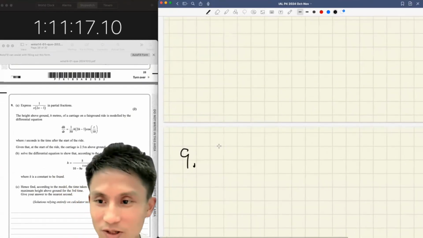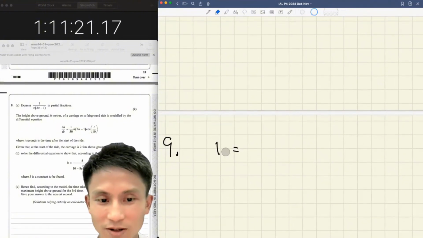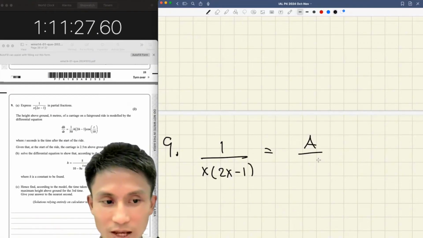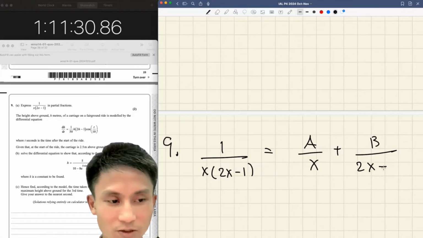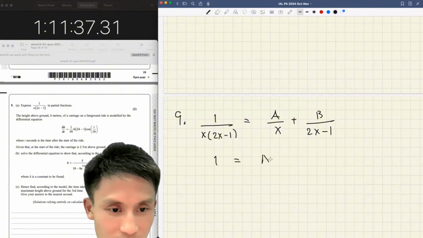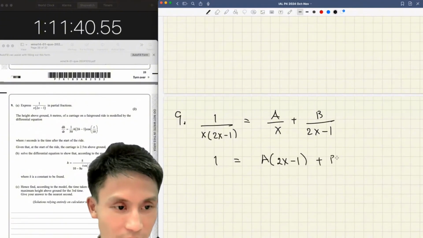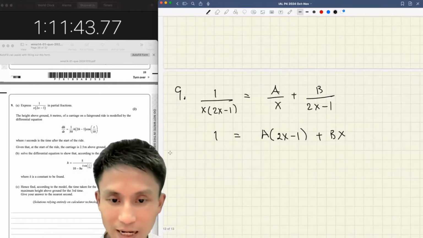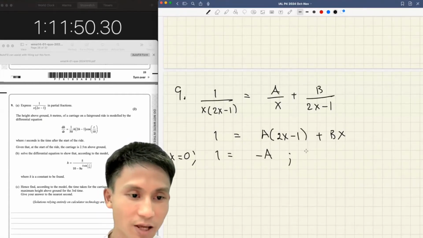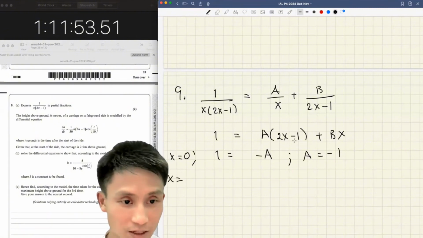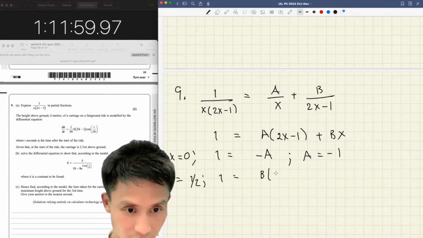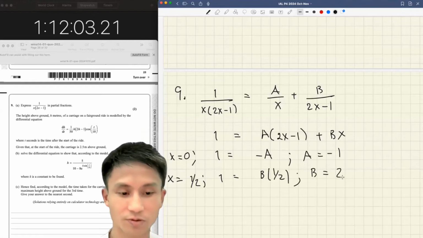Partial fraction. All right, so let's do this first. It's going to be a over x plus b over 2x minus 1. That's just the partial fractions first step. And then I'm going to have 1 equals, doing the cross multiply there. Okay. So I'm going to let x be 0 first. X being 0, I get a minus a here. So a is minus 1. Then I'm going to let x be the other critical value, 1/2. So 1 equals, a goes away. So b times 1/2. So that means b equals 2.